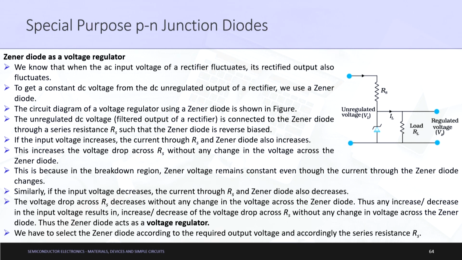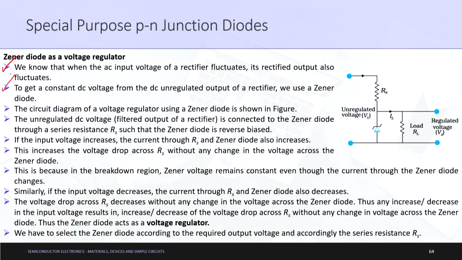Now, we know that when the AC input voltage of a rectifier fluctuates, its rectified output also fluctuates. Quite evident. If we have some sort of fluctuation in the input wave of the rectifier, then the output wave will also be having some fluctuations like this. So, that is only been explained here. We know that when the AC input voltage of a rectifier fluctuates, its rectified output also fluctuates, correct.